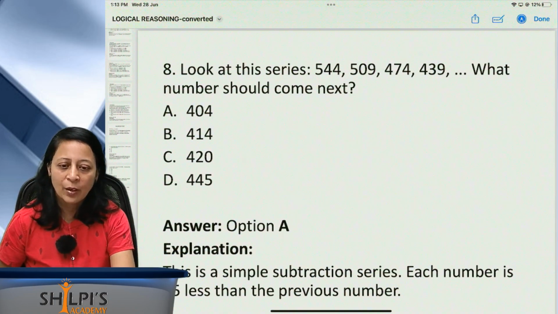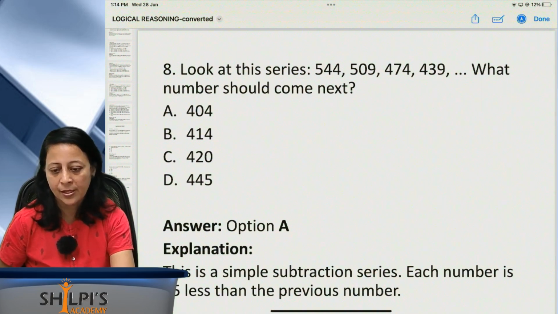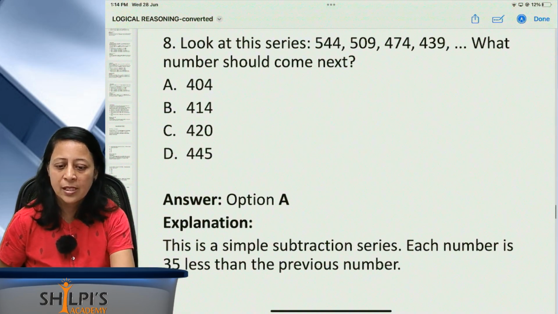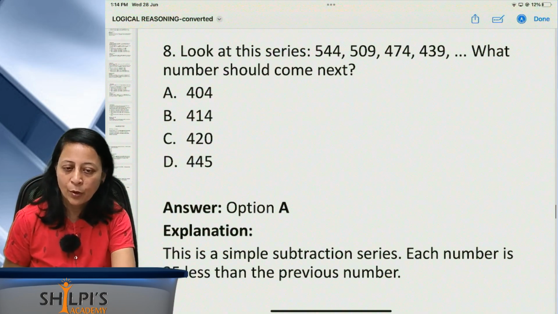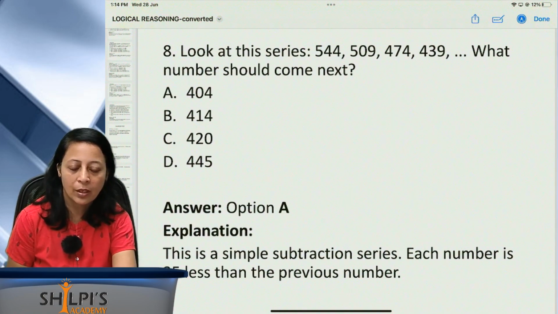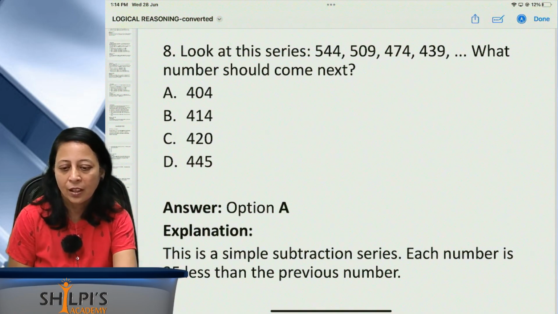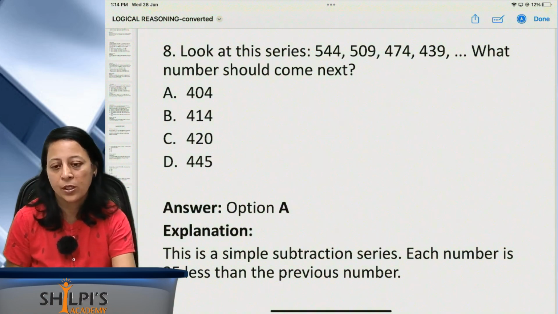Next is like 544, 509, 474, 439. What number should come next? Okay. So this is a simple subtraction series. Each number is 35 less than the previous number. 544 minus 35 is 509. 509 minus 35 is 474. 474 minus 35, 439. 439 minus 35, the answer you will be getting is 404.